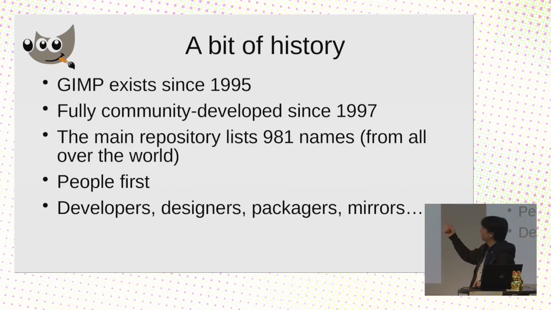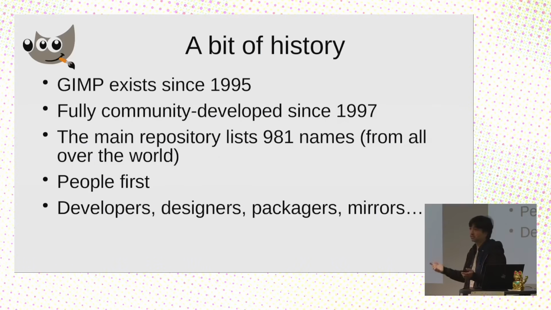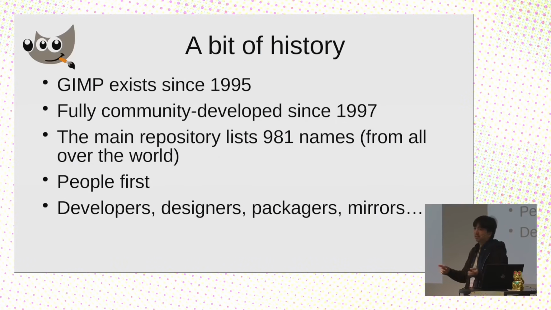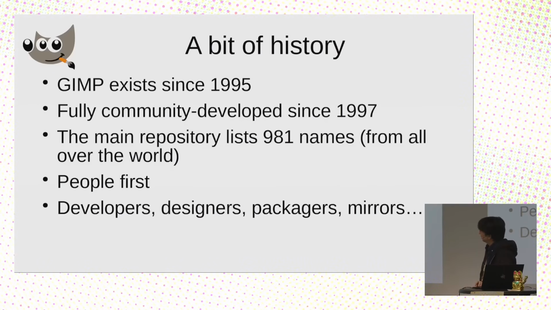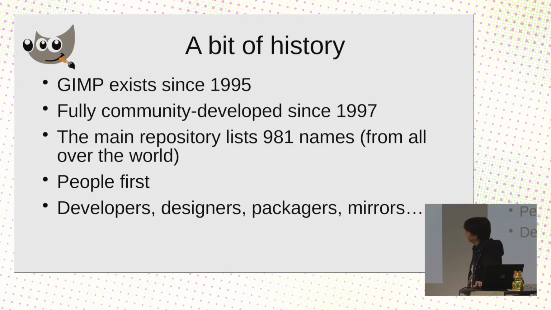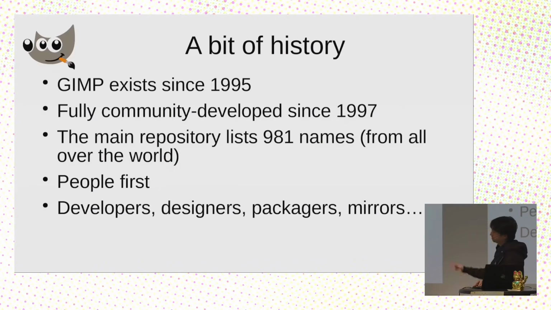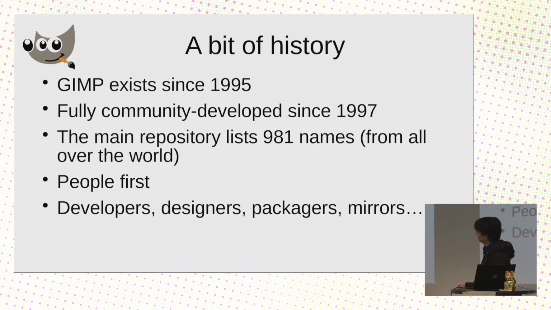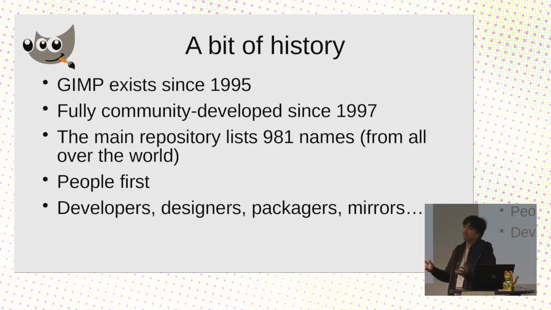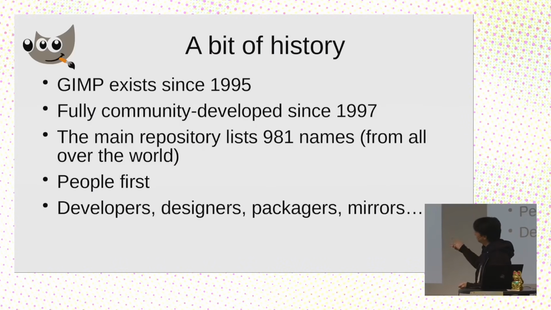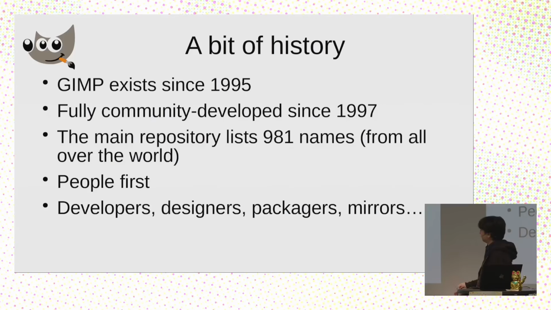If I look at the repository, I looked yesterday, we have 981 names, which is probably much fewer than the real number, because before Git, with Subversion and CVS, you could not put everybody's name. Back then, only people with commit rights could have their names, unlike Git. So it's really a people-first project, with many types of contributors. The names in the repository are only part of it, because we have designers, packagers, mirror contributors, and everything.